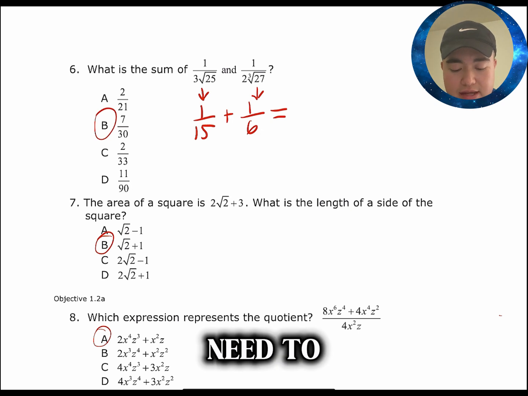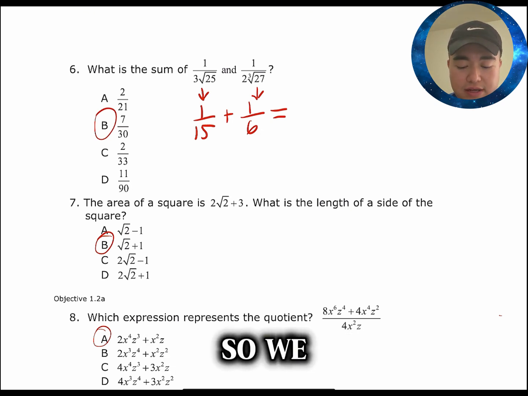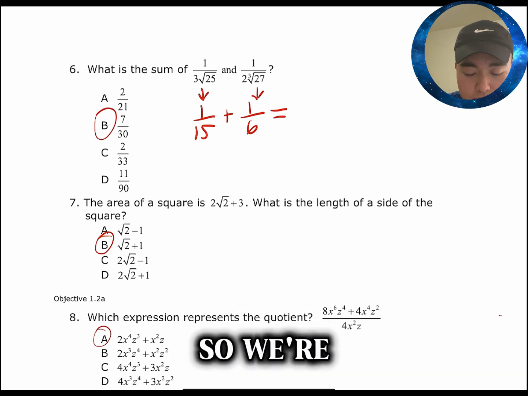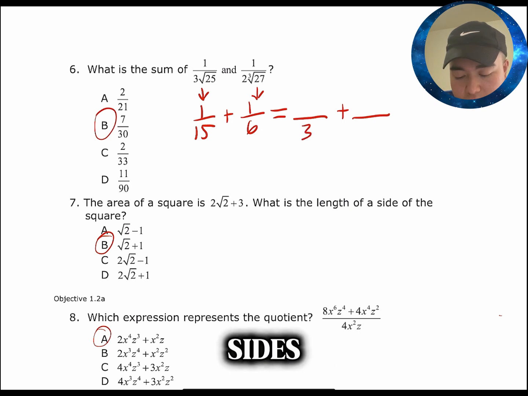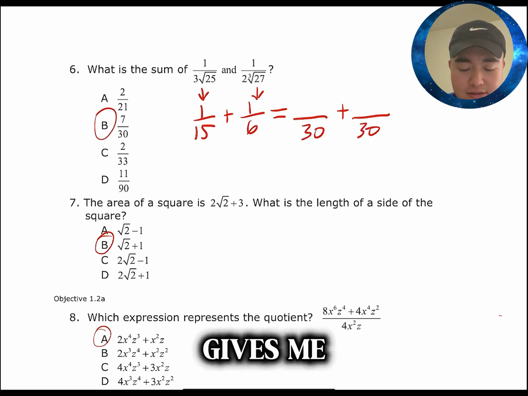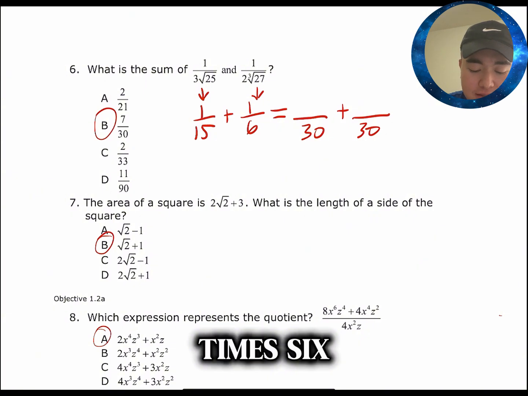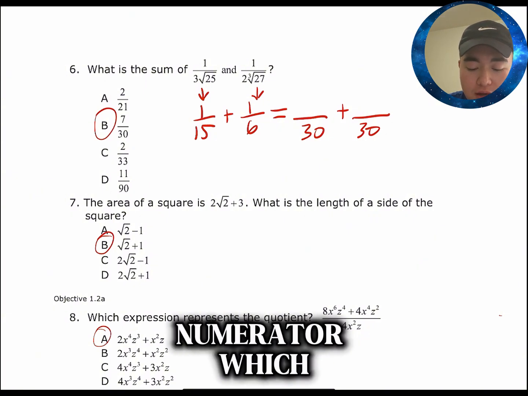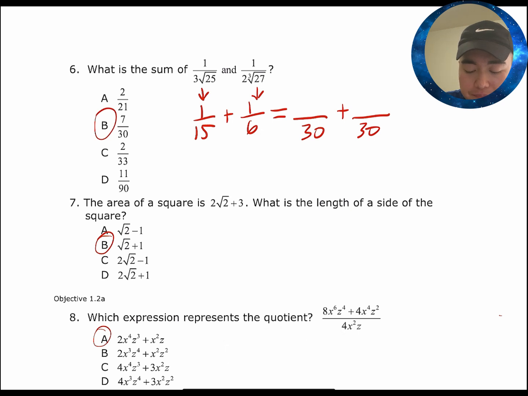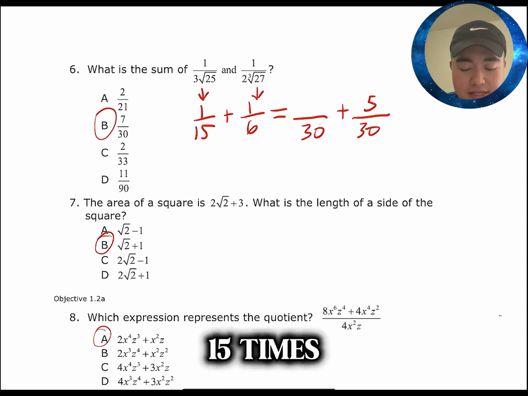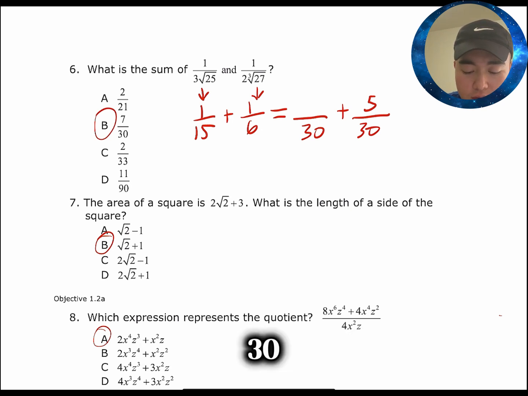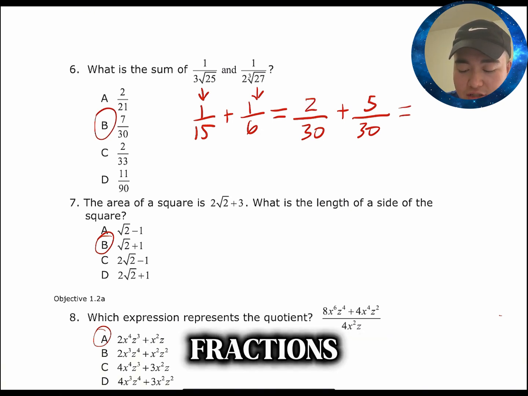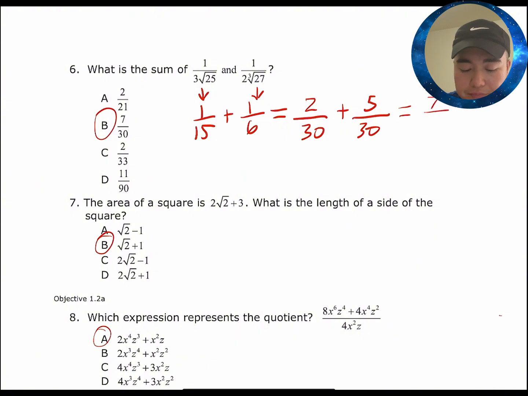So now we just need to add these two fractions. So we need to find a common denominator. So we're going to go with 30. So 30 on both sides. A number times 6 that gives me 30 is 5. So 5 times 6 is 30, and 5 times the numerator, which is 1, so that's 5. And then 15 times what gives me 30, that's 2. So 2 times the denominator is 30, and then 2 times the numerator is 2. And so you add these two fractions, you get 7 over 30.